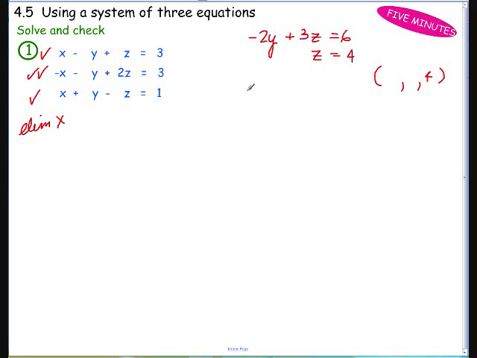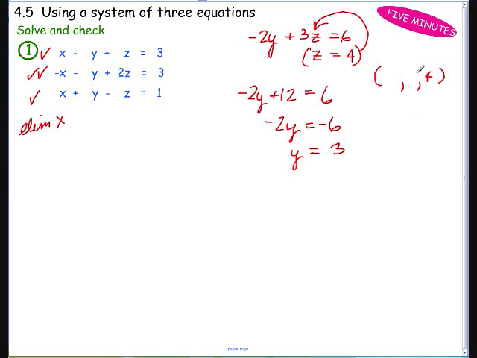If z is equal to 4, then negative 2y, it's not plus 3z, I can say it's plus 12. So all I did there, I actually did substitution. I substituted a 4 in here, so nothing else is changing. I'll have negative 2y equals negative 6, so y equals 3. If y equals 3, let me use this one. This looks easiest.